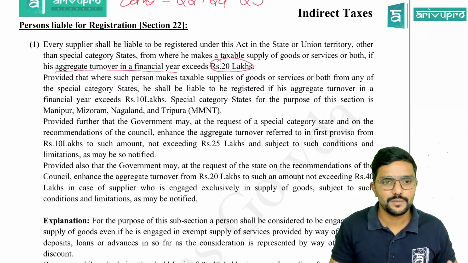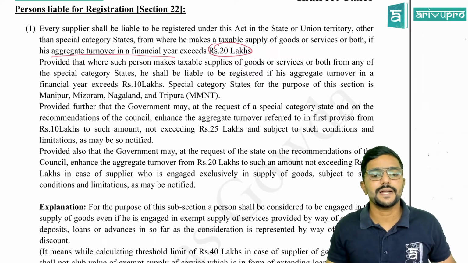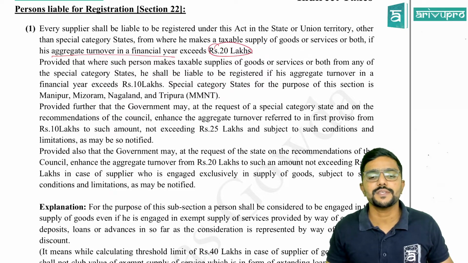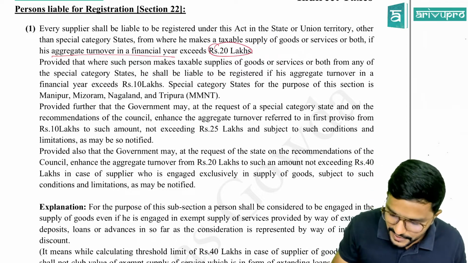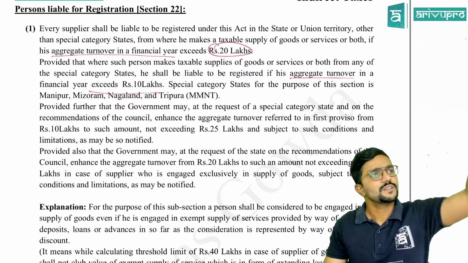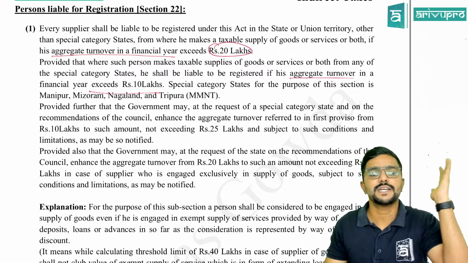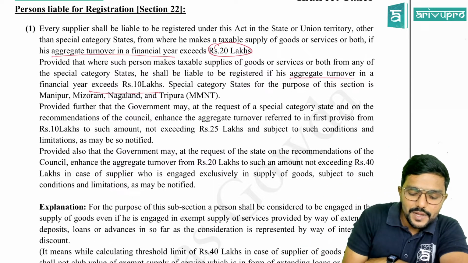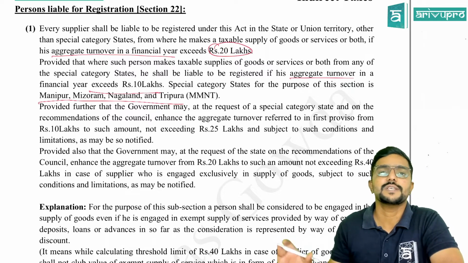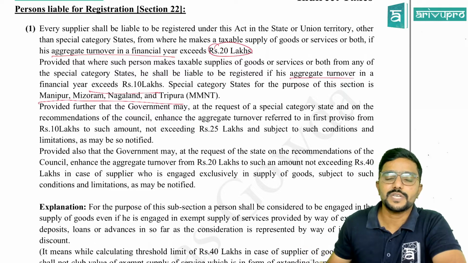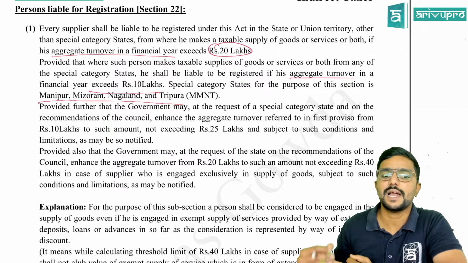So what is it? We will see. Proviso. Provided that where such person makes taxable supplies of goods or services or both from any of the special category states, he shall be liable to be registered if his aggregate turnover in a financial year exceeds 10 lakh. So for special category states, the limit is half. For normal states, it is 20 lakh, so half of that is 10 lakh. So special category states for the purpose of this section is only 4 states. All 4 are northeastern states. MMNT, in short I call it MMNT, guys. Which are those? Manipur, Mizoram, Nagaland, and Tripura.